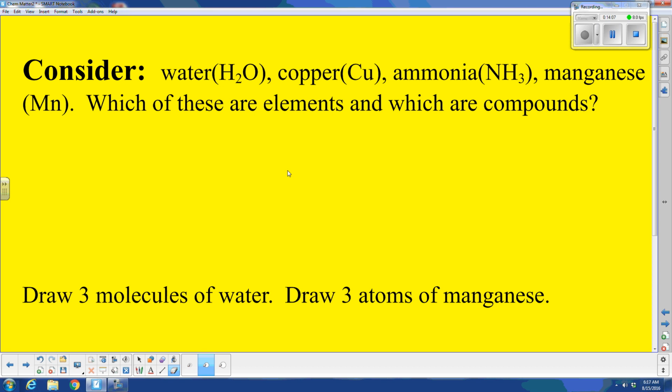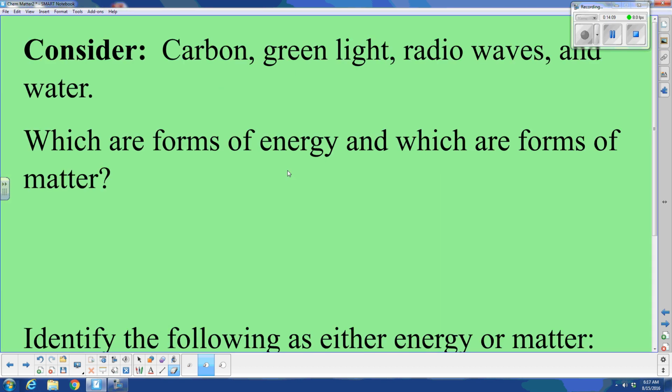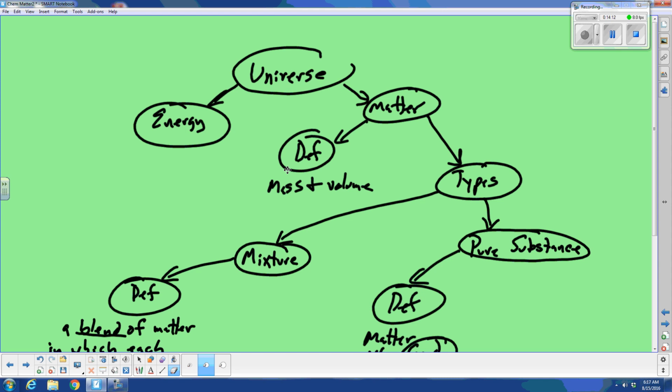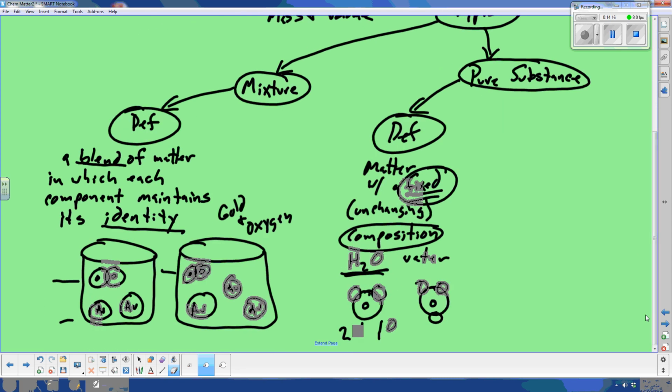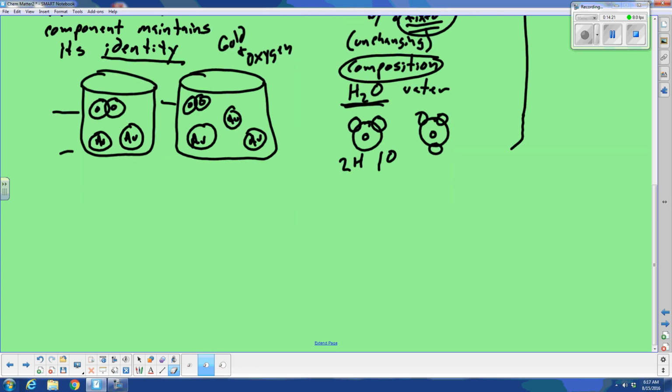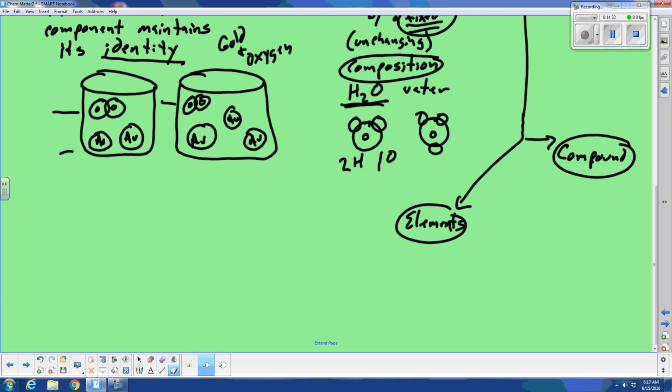All right, so let's go back up to our beautiful drawing, and let's talk further about my pure substances. We know that they can be elements, and they can be compounds. So what's the first thing we know? If we want to start our definition, we know that they are pure substances. So it's a pure substance.